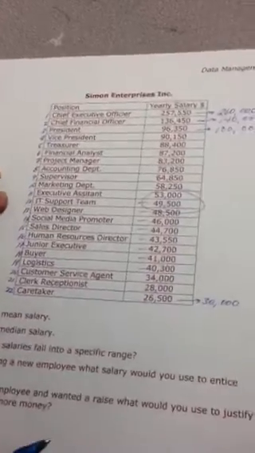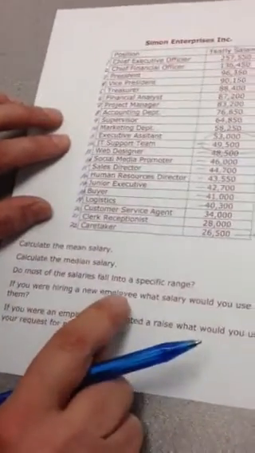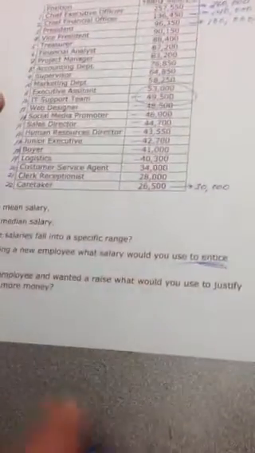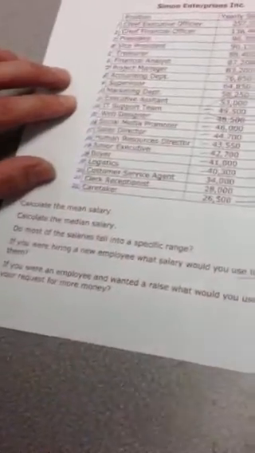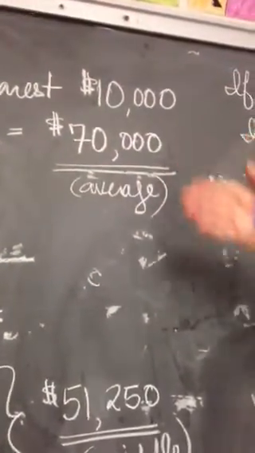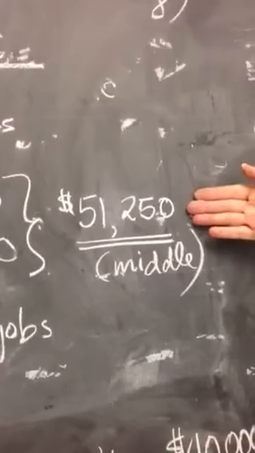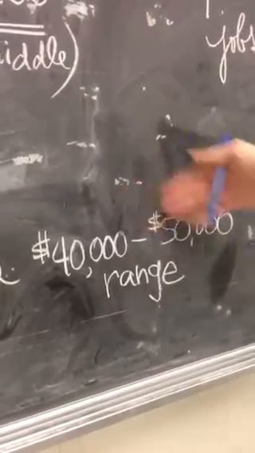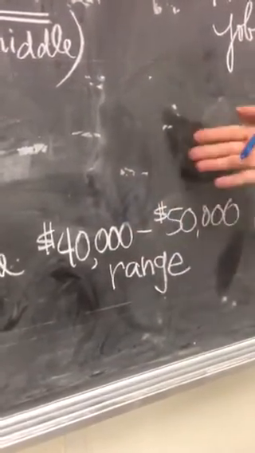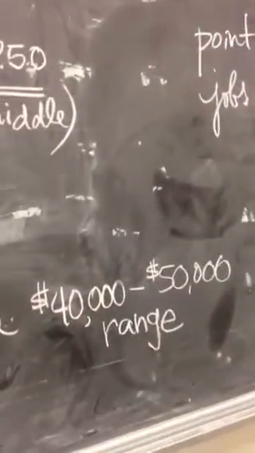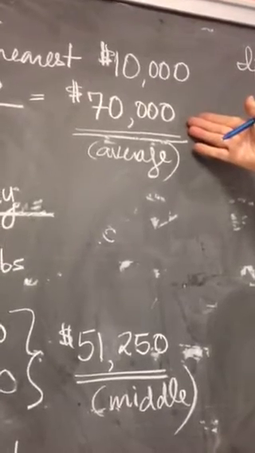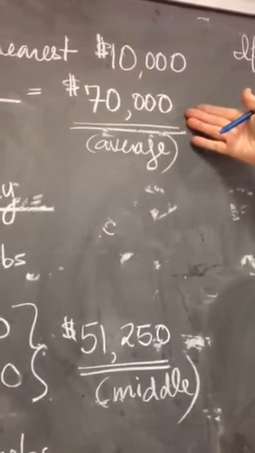Now, here's the question. If you were hiring a new employee, what salary would you use from this table to entice, to attract or lure them to come and work for you? Would you be using the mean salary of $70,000? Would you be using a median salary of $51,000? Or would you be using a mode salary of somewhere in this $40,000 range? Well, obviously, if I were the owner of this company, I would definitely show off $70,000. That would be definitely more enticing to a potential employee.